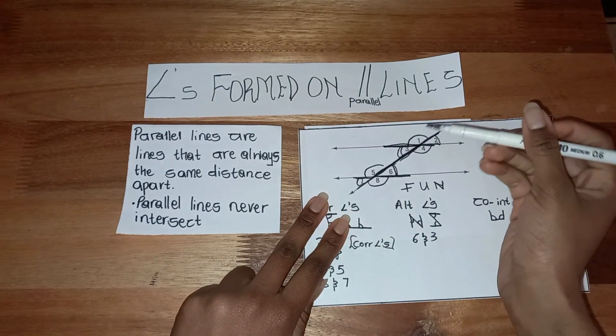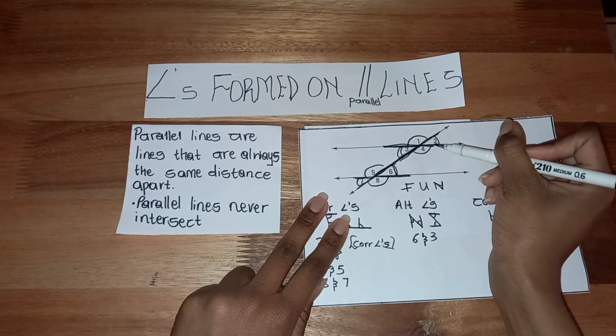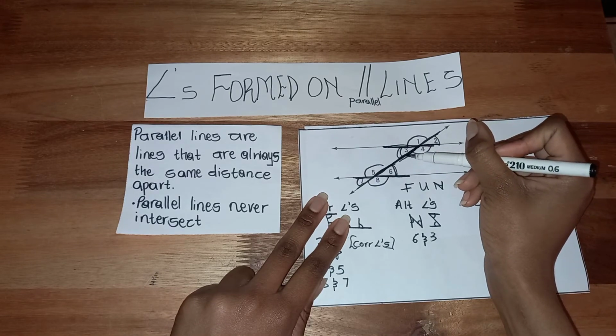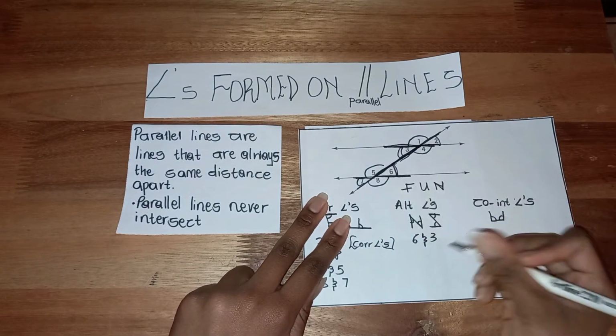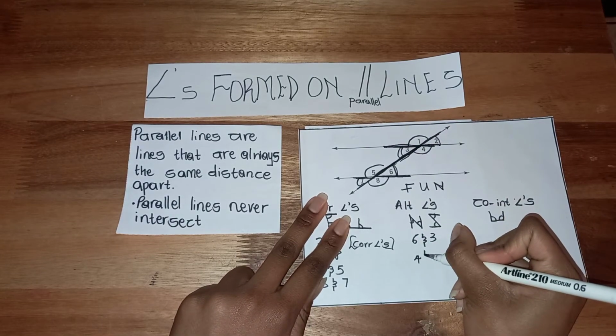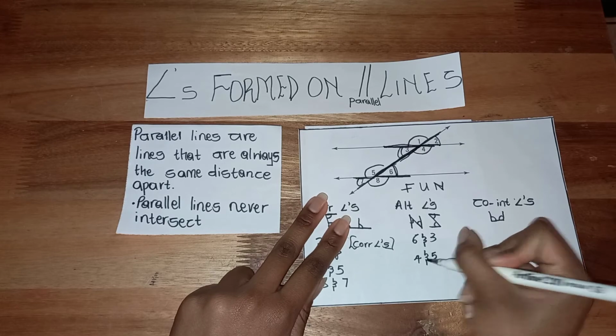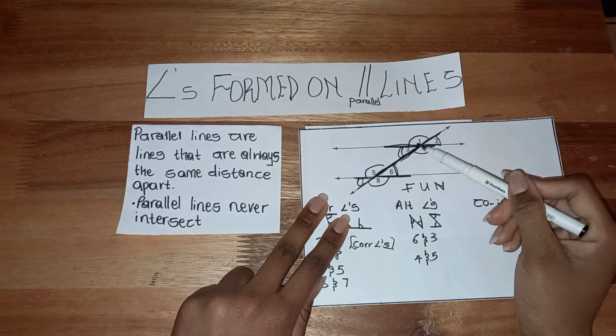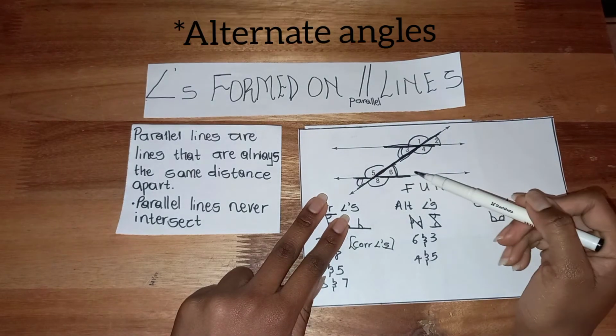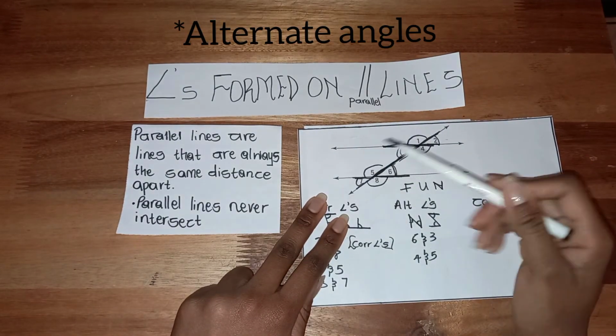But let's move on. Let's draw another Z. If we move from this side and go this side, you can see that 4 and 5 are alternate angles. Now let's try to look for another Z. Will we be able to find another Z? No, we won't be able to find another Z. So these are our pairs of alternate angles.